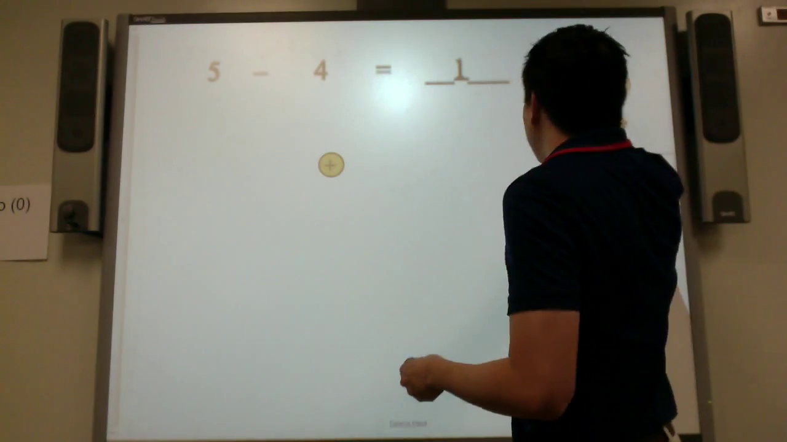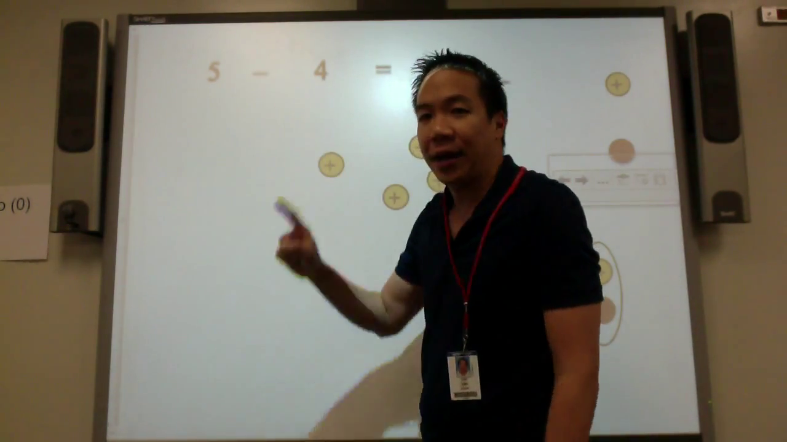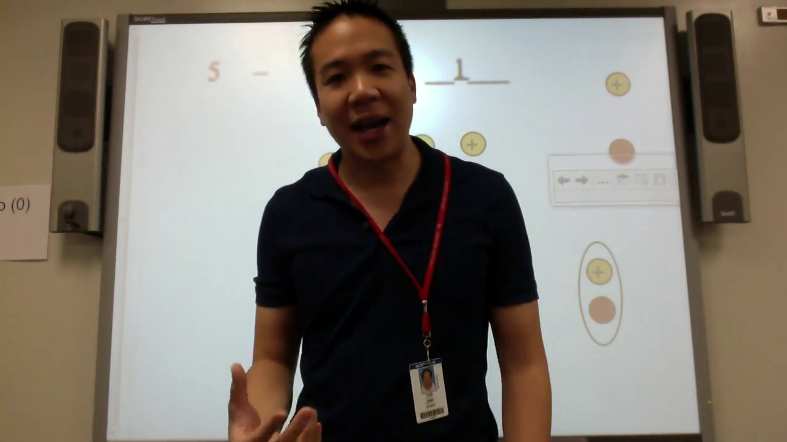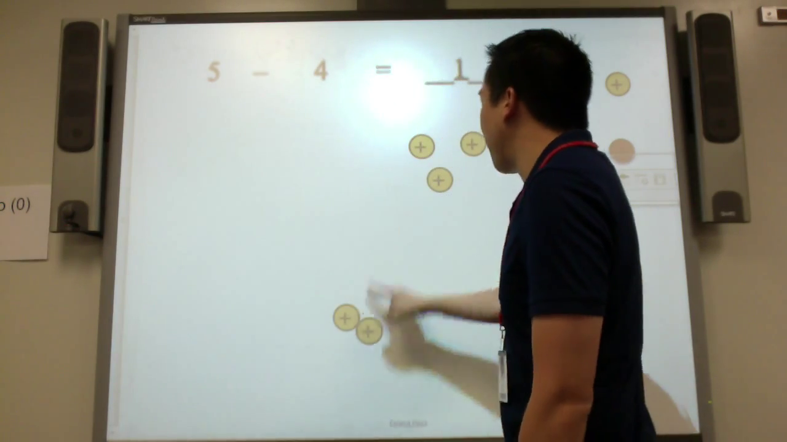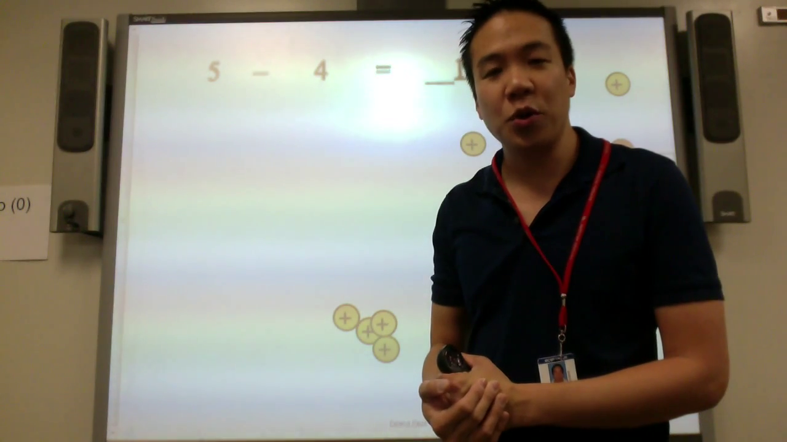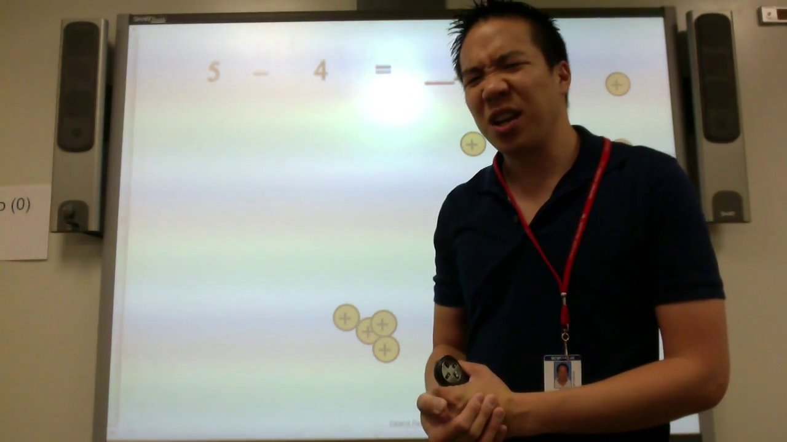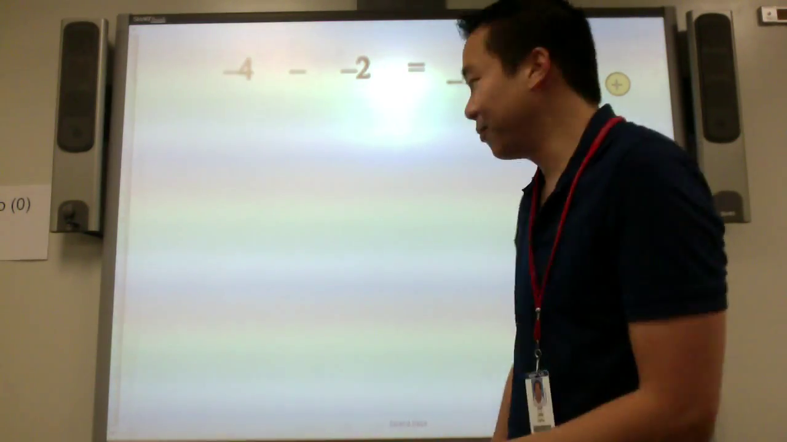You have 5 positives. You're going to subtract. Another word for subtract is minus, but we're going to use the word take away. You are going to take away 4 of the positives. What do you have left? 1 positive. 5 minus 4 is 1 positive. Before you say, oh my God, that's like pre-K, yeah, we're starting easy.